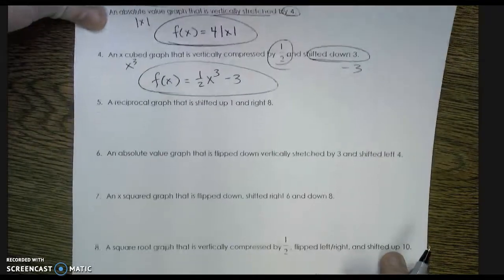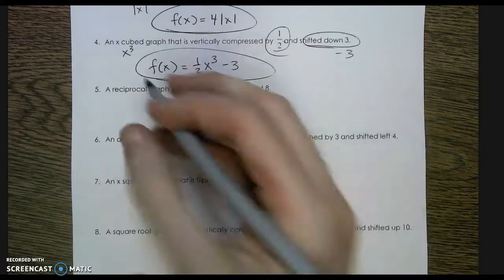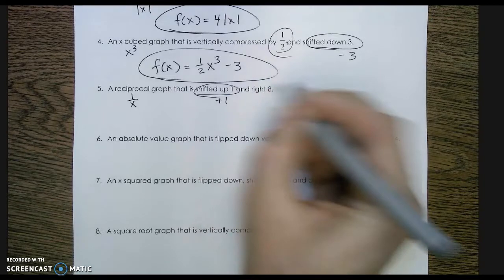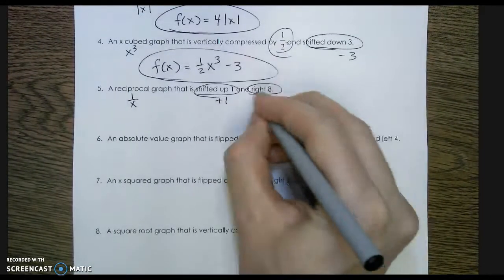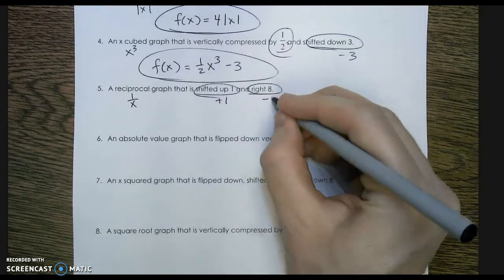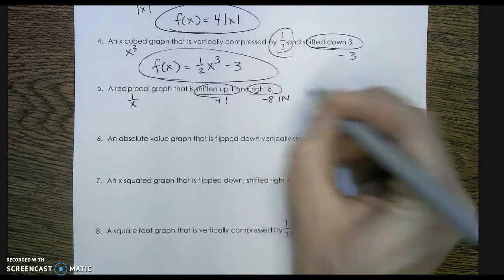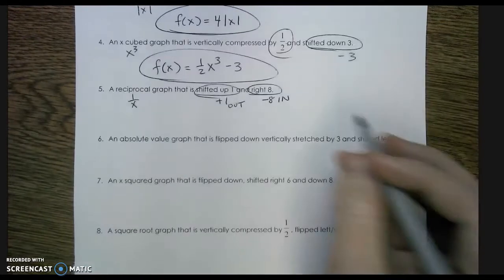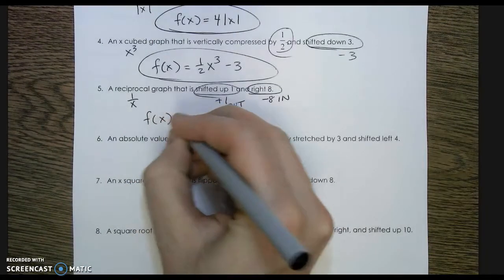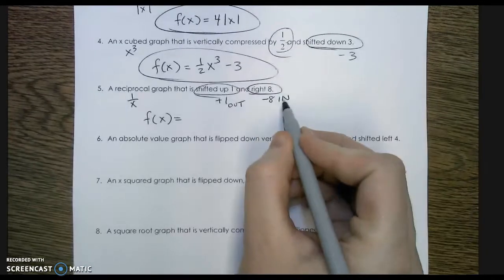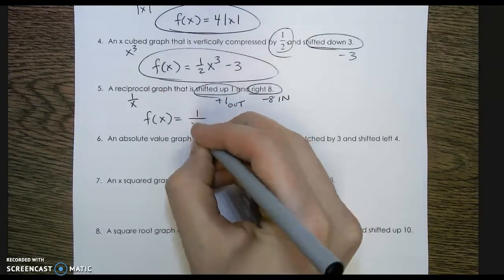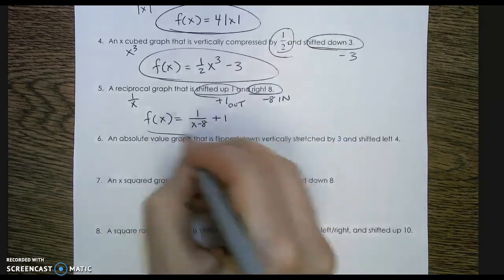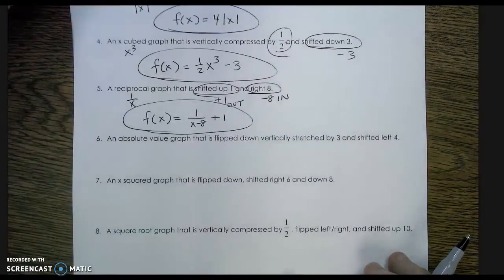Number 5, reciprocal graph that is shifted up 1 and right 8. Reciprocal is 1 over x. Shifted up 1, there's going to be a +1 on the outside. Right 8, remember right and left is always opposite, and that'll be inside the function. Up and down is outside of the function. So what does that mean? We're going to have f of x equals, in the function there's a -8, so it'd be 1 over x minus 8. Outside the function there's a +1, so there's a +1 outside of your fraction.